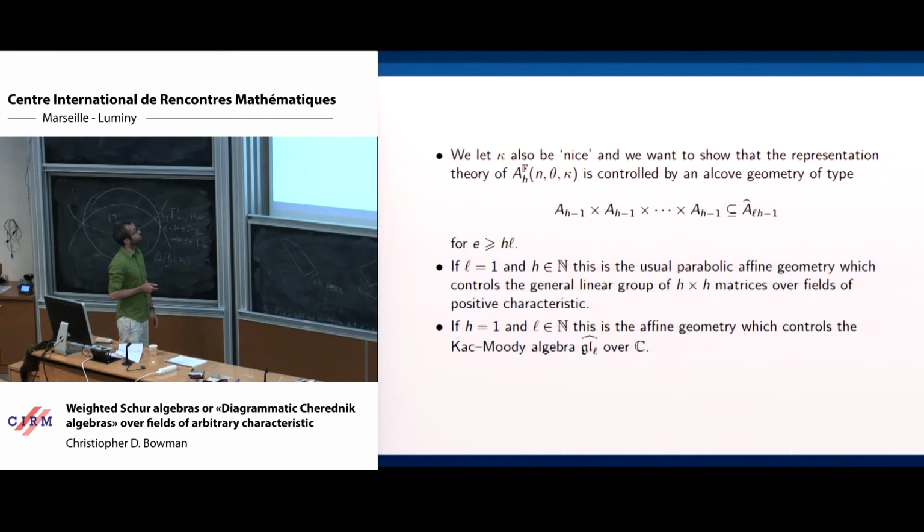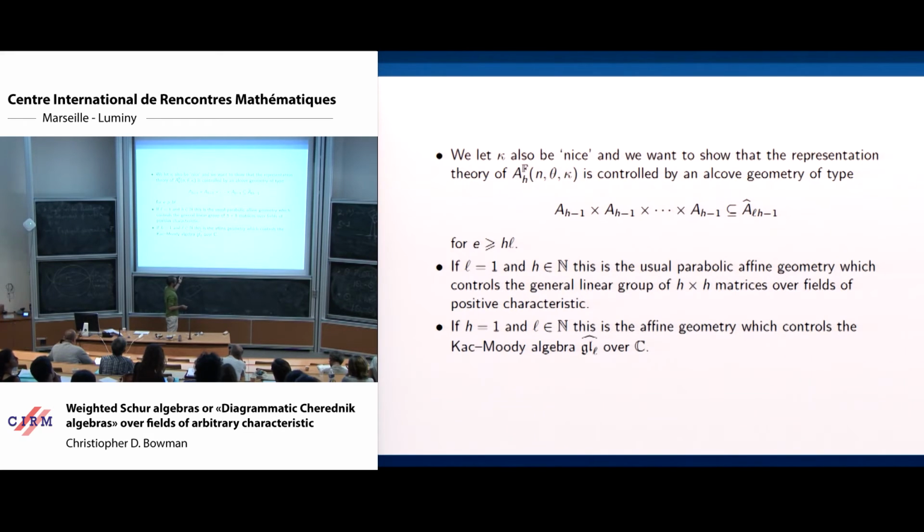And I believe that if I set H equal to 1 and L to be arbitrary, then this is a non-parabolic affine geometry which controls the Kac-Moody algebra GL_L hat over C. So what do these geometries look like?